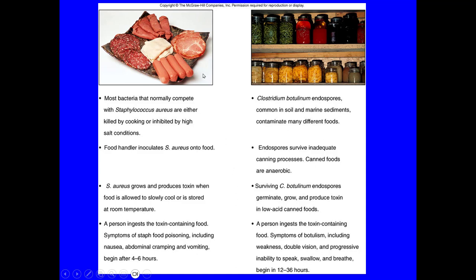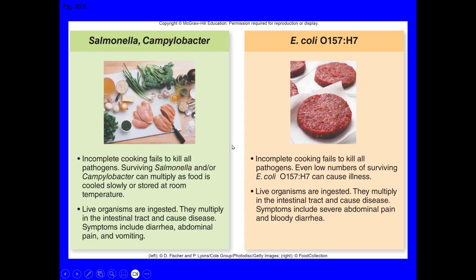And you can see how these work in various situations of food for S. aureus as well as C. botulinum. And then we have also Salmonella and Campylobacter. Now, this is usually if you have incomplete cooking, which would normally kill off all the pathogens.